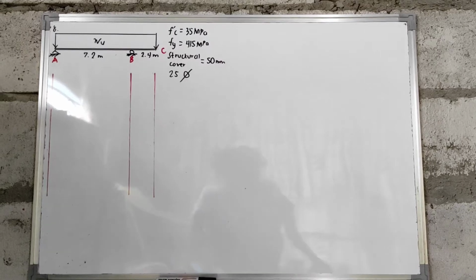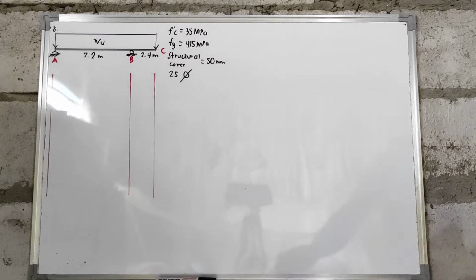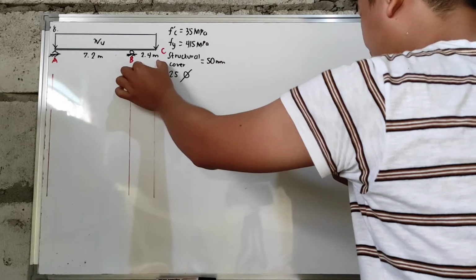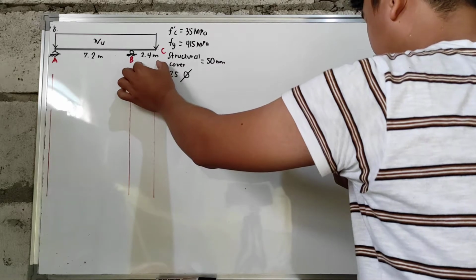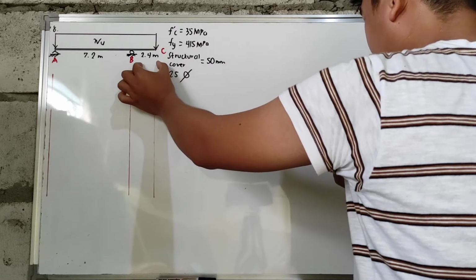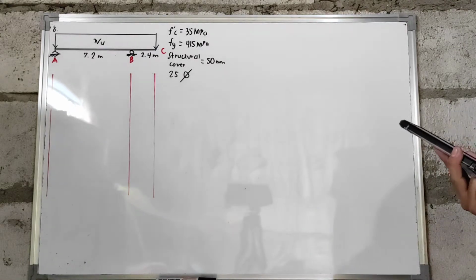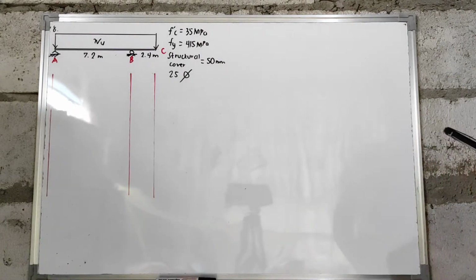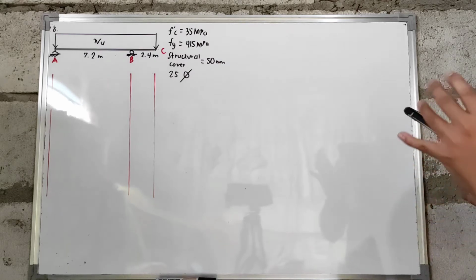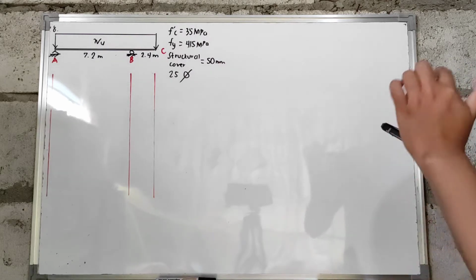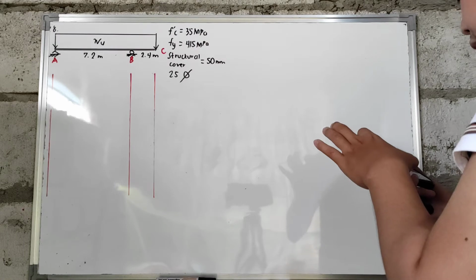Let us now discuss problem number 8. A beam with a span of 7.2 meter between supports has an overhang of 2.4 meter on one side only. The beam carries a uniform dead load of 12 kN per meter, including its own weight, and a uniform live load of 10 kN per meter. Design the beam for flexure alone.